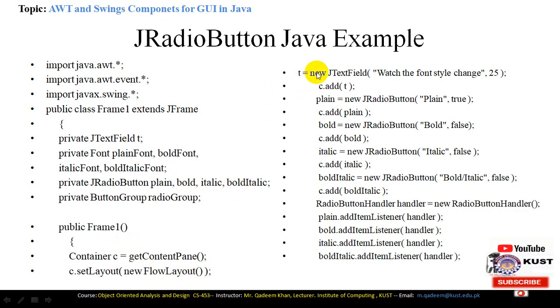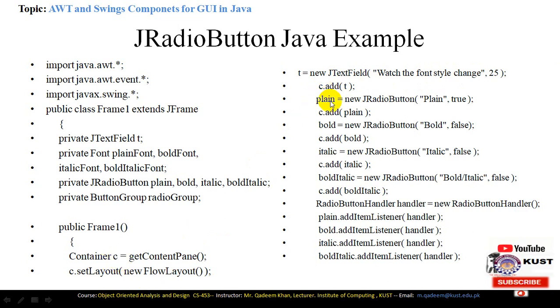Then t = new JTextField. Here we have just declared the JTextField of the JTextField class. t is the object, but here we have completely defined this object in the container. So t = new JTextField("Watch the font change", 25). 25 is the font size, and this is the string here. c.add(t) means that we have added t into the container.